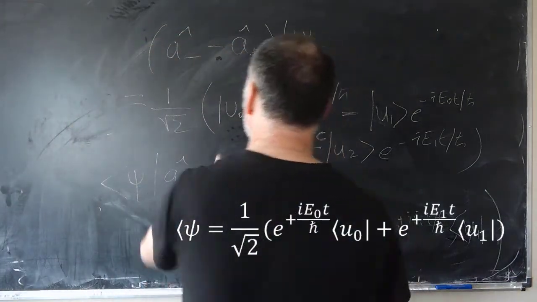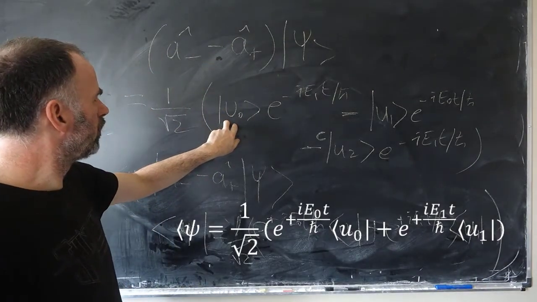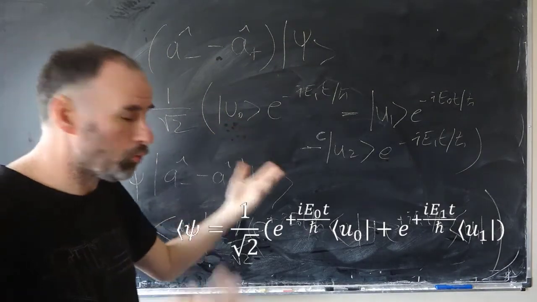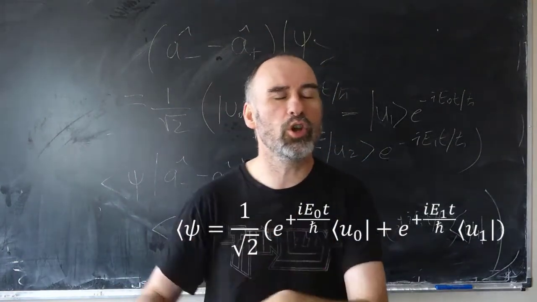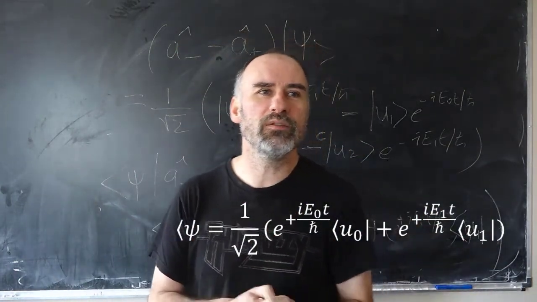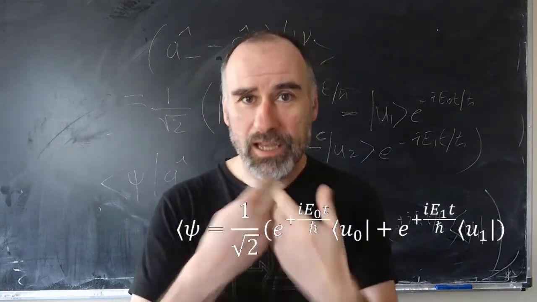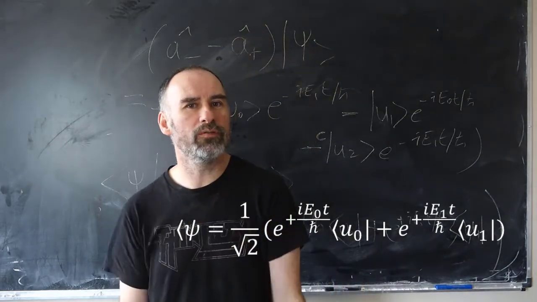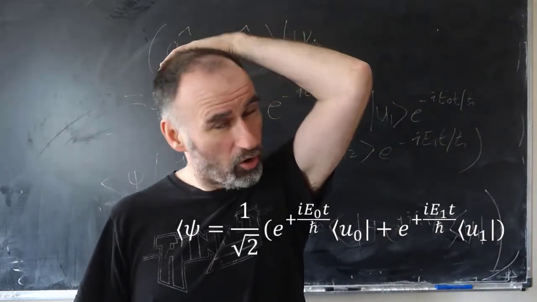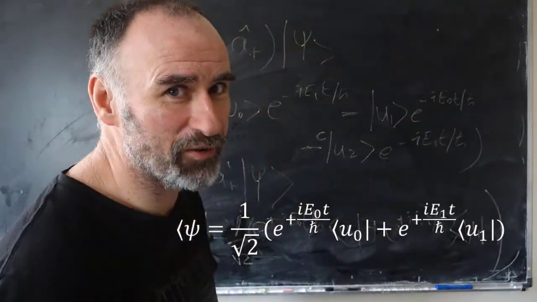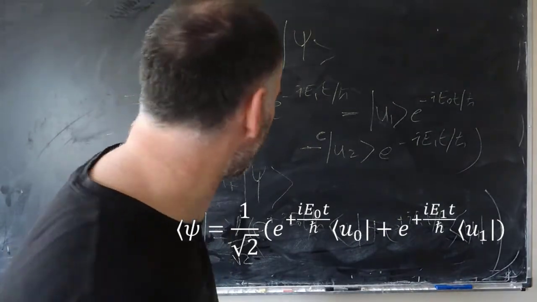So if we have a bracket of U0 and U0, 1. If we have a bracket of U0 and U1, 0. A bracket of U1 and U2, 0. Anything that doesn't involve the same index disappears. Anything that does involve the same index, 1. Saves an awful lot of integrals and an awful lot of hard, unnecessary work.